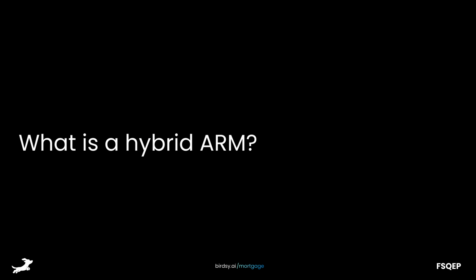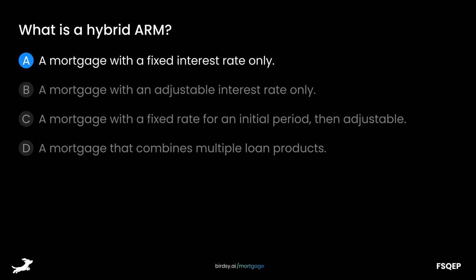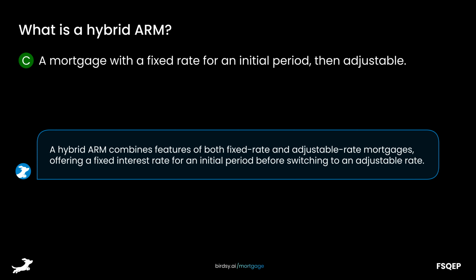What is a hybrid ARM? Is it A, a mortgage with a fixed interest rate only, B, a mortgage with an adjustable interest rate only, C, a mortgage with a fixed rate for an initial period, then adjustable, or D, a mortgage that combines multiple loan products? The answer is C, a mortgage with a fixed rate for an initial period, then adjustable. A hybrid ARM combines features of both fixed rate and adjustable rate mortgages, offering a fixed interest rate for an initial period before switching to an adjustable rate.